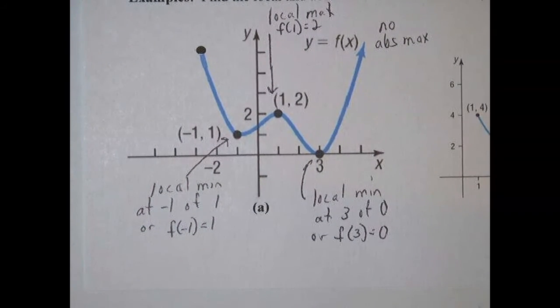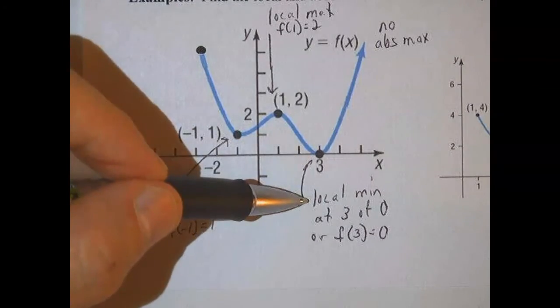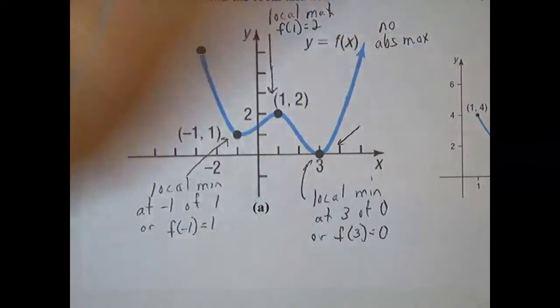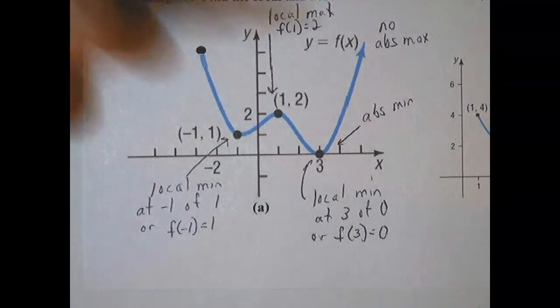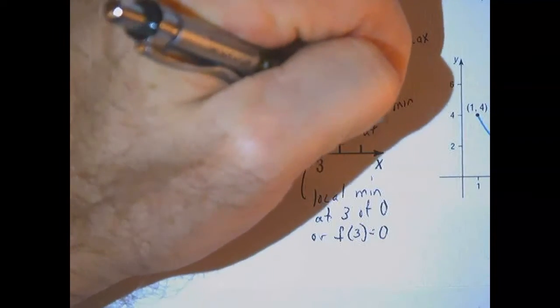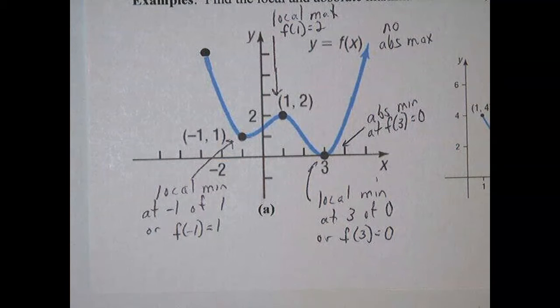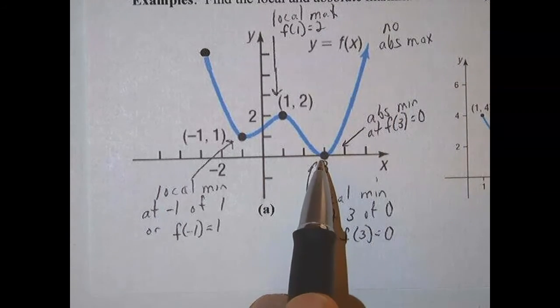Okay, there is an absolute min. There is a very lowest point, and it happens to be the same point as the local min here. This is also an absolute min. And we'll just say, same thing we said here, f of 3 equals 0. At f of 3, and that's of 0. Okay, so there's an example that has a couple local mins, one local max, no absolute max because of the arrow, and one of the local mins is also the lowest point. Let's look at the next one.